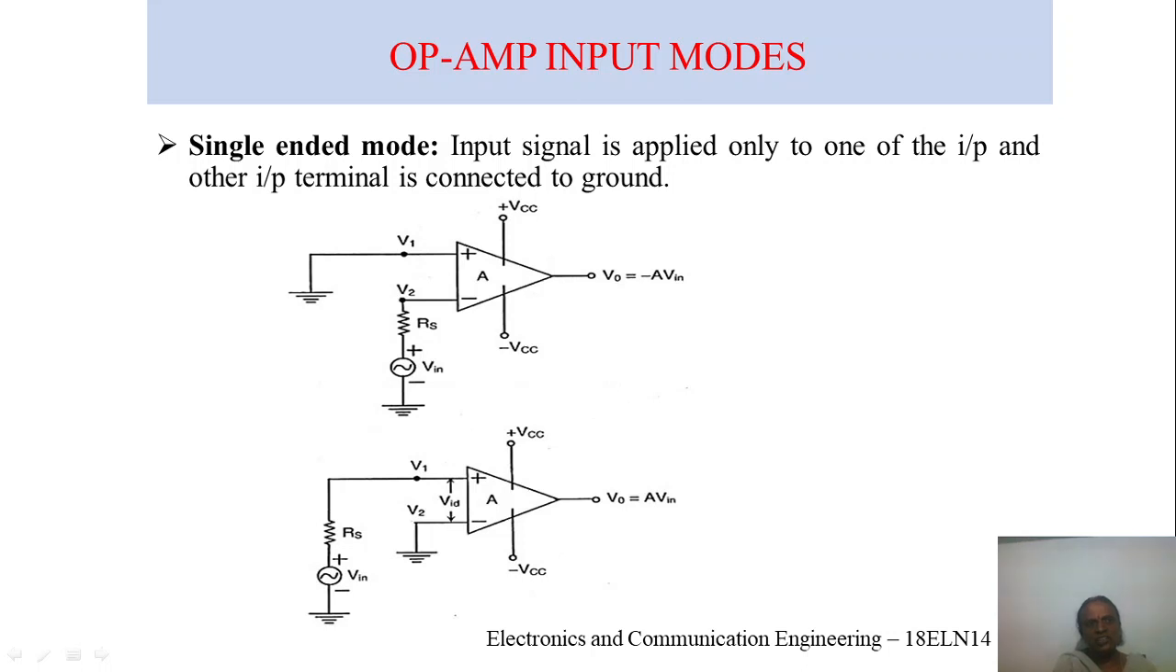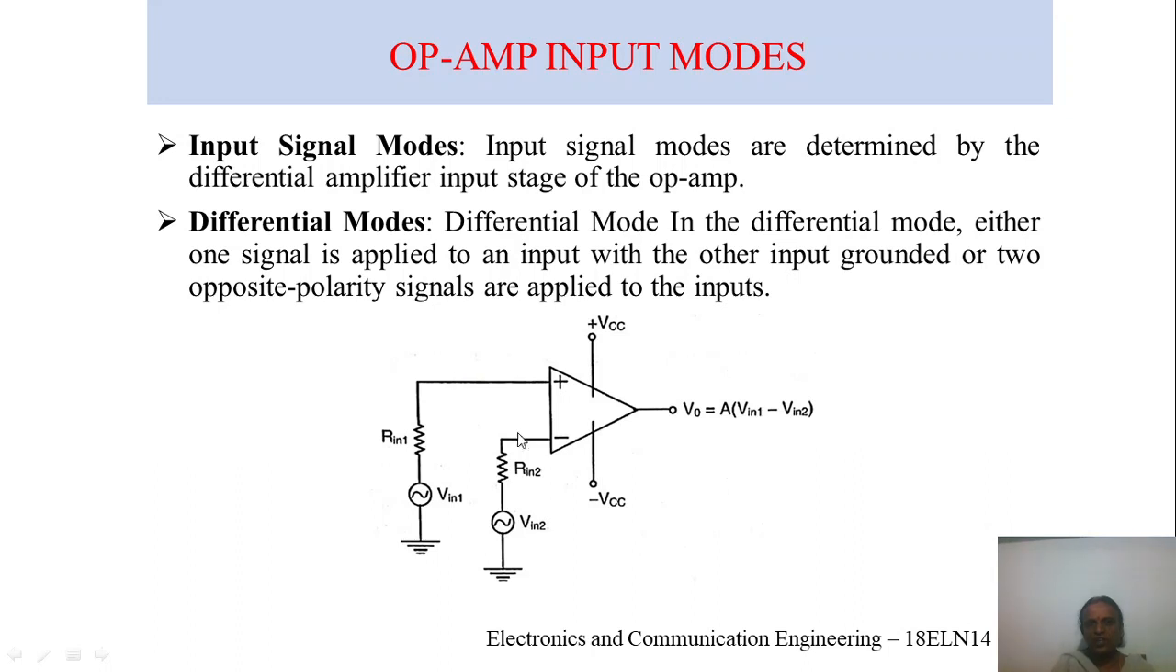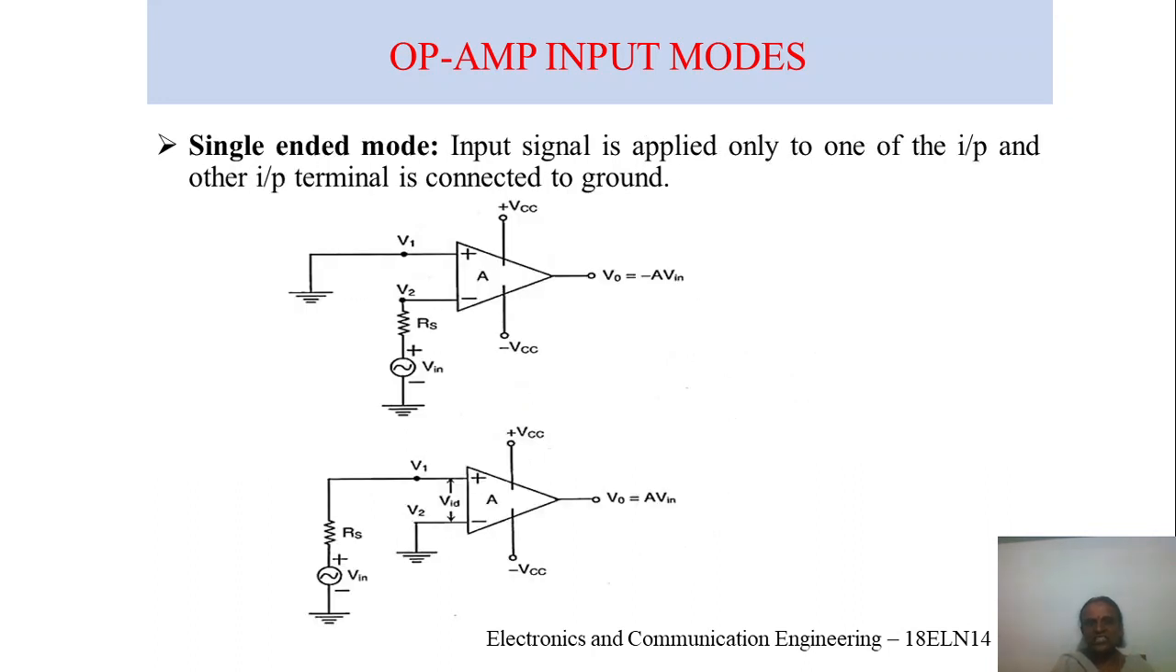Next, before going into the single-ended mode, I just wanted to stress one point. When an op-amp is operated in the single-ended differential mode, one input is grounded and a single voltage is applied to the other input. One of the inputs I can give, where the other can be grounded. If I give the input here, the other can be grounded, or I can give to both. That represents the single-ended mode.